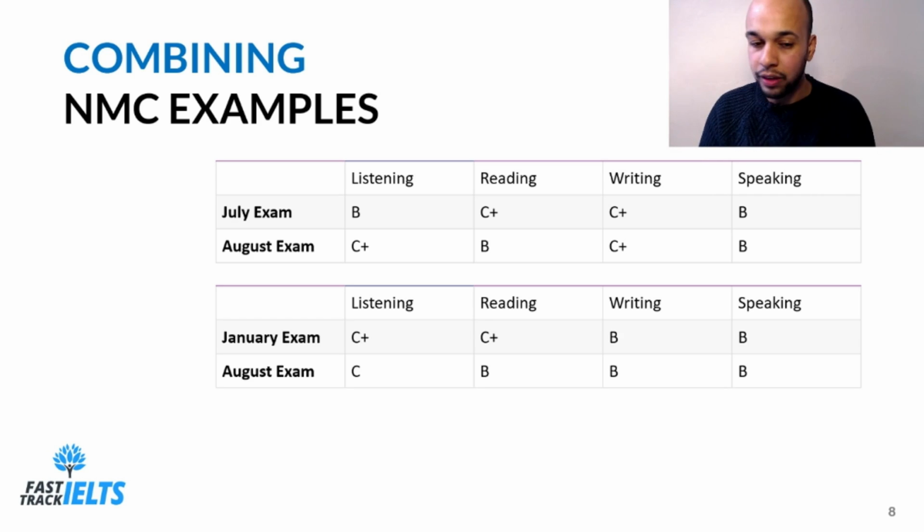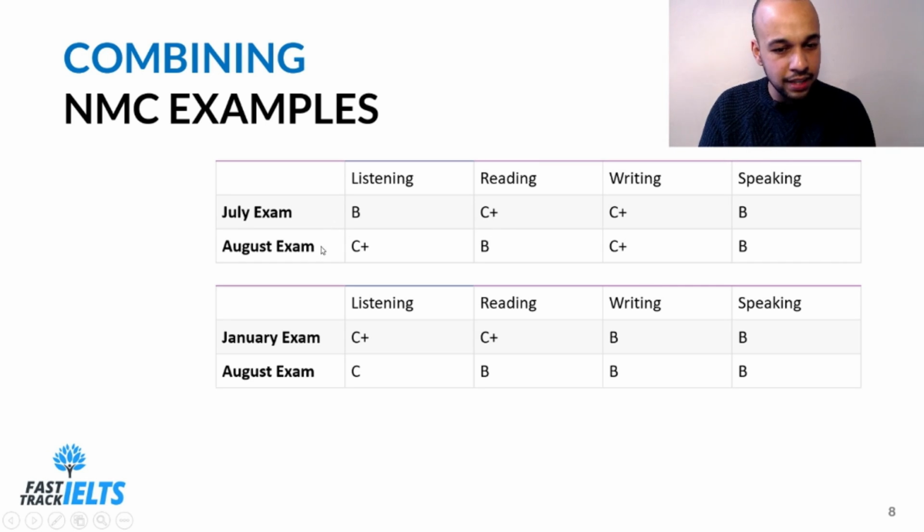So for this first one, they took the test in July. So they got a B in the listening, they got a C+ in the reading, they got a C+ in the writing, and they got a B in the speaking. So which test did they fail here? Yeah, so that would be the reading. Remember, they accept the C+ for the writing. That's absolutely fine, but we needed a B in the reading, so they failed this.